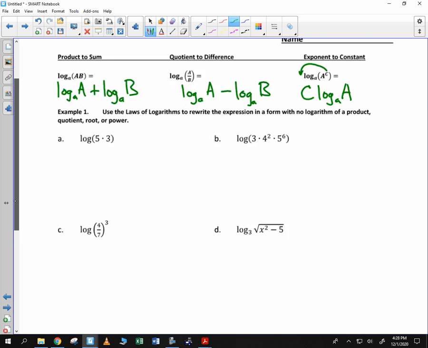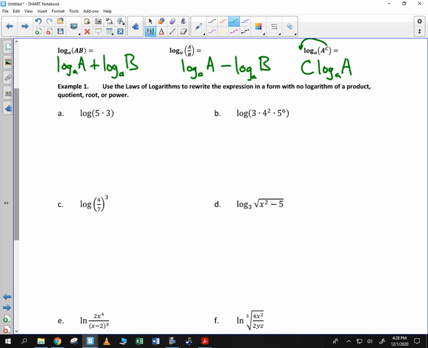So let's look at the direction. It says use the laws of logarithms to rewrite the expression in a form of no logarithm of a product, quotient, root, or power. So here we just simply write as log. We're going to use our first rule, which is this one right here. And it's a product. We're going to write it now as a sum. So log of 5 plus log of 3. And that's it.